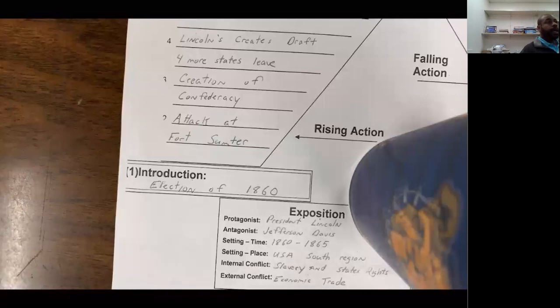It's the introduction. Abraham Lincoln runs against 3 other people. The Democratic Party is split, and he becomes the 16th president of the United States. He's elected in November of 1860 with 40% of the popular vote and 180 electors. He was not on the ballot with 10 Southern states; they did not even put him on a ballot.